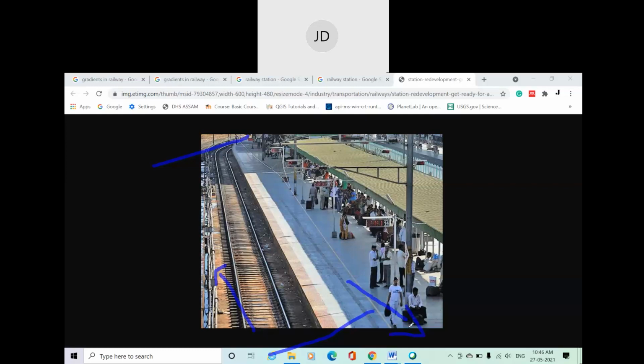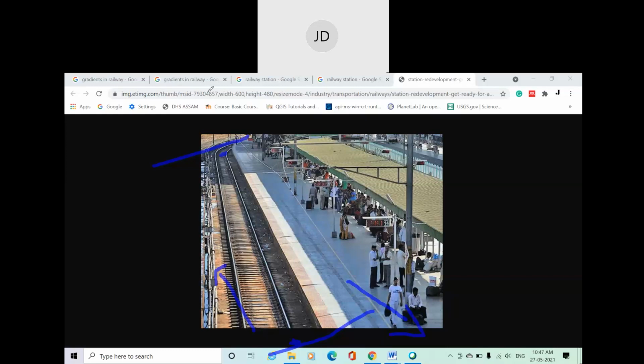So what we need to provide is that this point will be a little higher than this point, correct? For providing this higher elevation, we are providing a gradient in the railway station. This is defined as the minimum gradient, or the gradient provided in the station yard. The main purpose of that is to drain out the water. Clear?